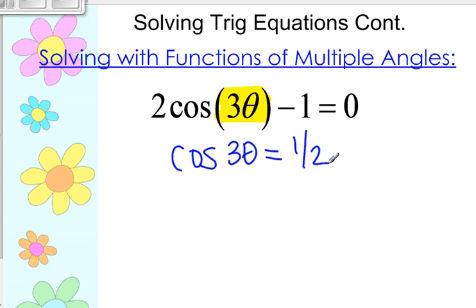Now normally we would say, where does cosine equal 1/2? You're still going to do that. So cosine equals 1/2 for the pi over 3 family.